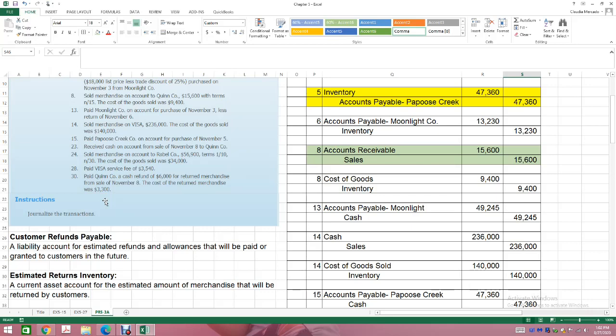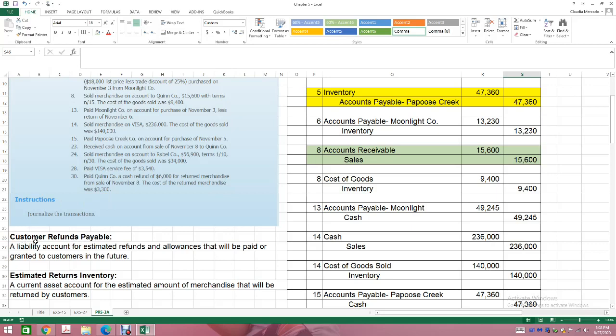So Quinn returned some merchandise, and Quinn already paid the invoice. So now we received the merchandise after the payment was received. Now we need to issue a refund to Quinn for those goods that they returned. In this case, we are going to use an account called Customer Refunds Payable.